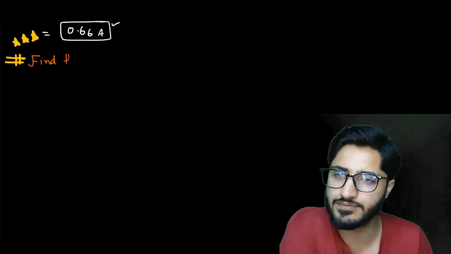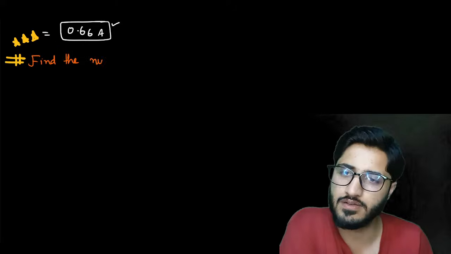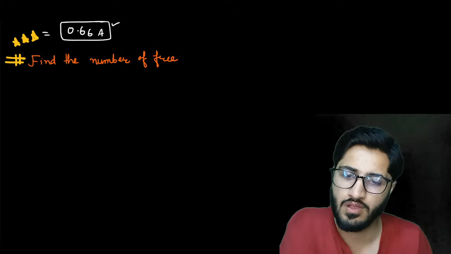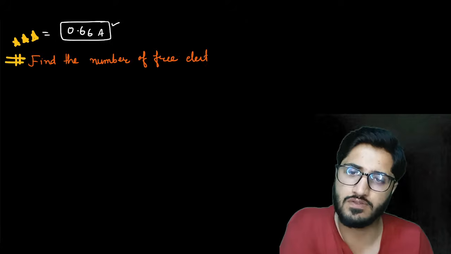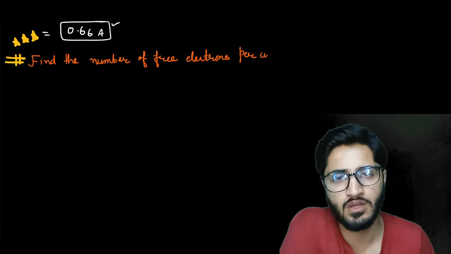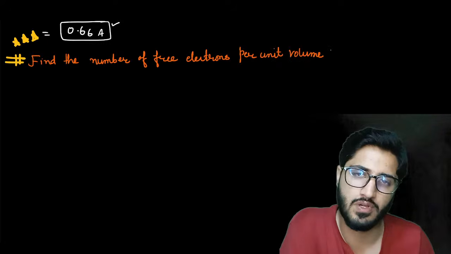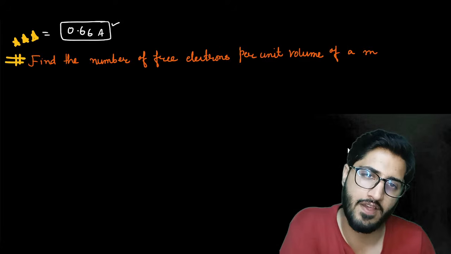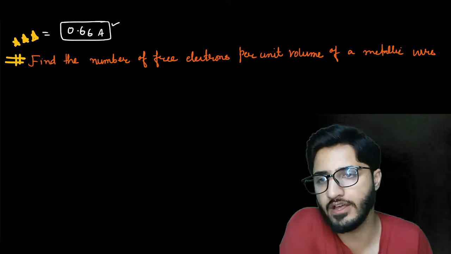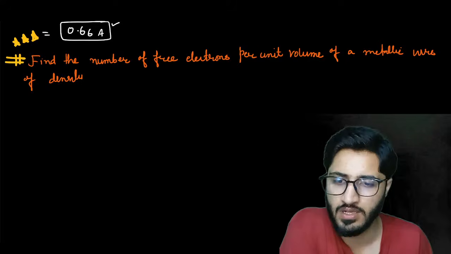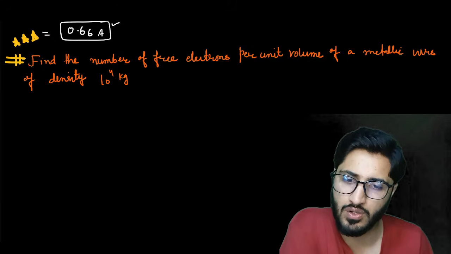Find the number of free electrons. Find the number of free electrons per unit volume of a metallic wire of density 10 to the power 4 kilogram per meter cube.